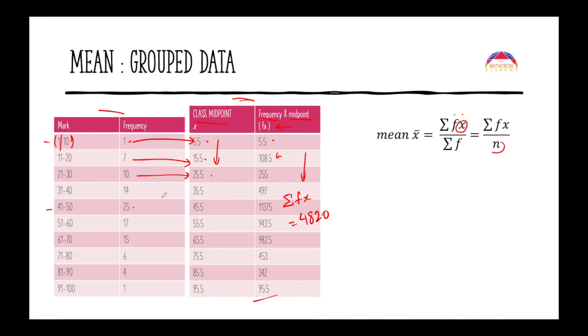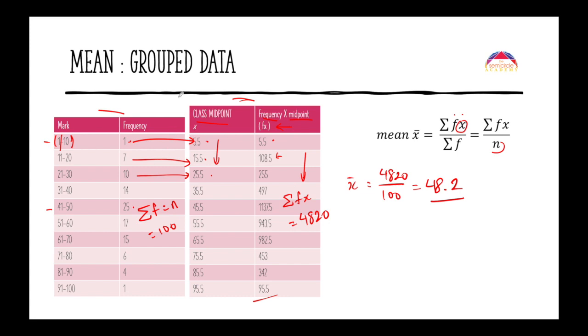4,820. And we see here that the summation of the students, the summation of f, which is the same as n, if we add these up together, we will get 100 students. So now we could find our mean, and the mean will end up being 4820 divided by 100. 48.2 is the average mark here in this class of 100 students, right?